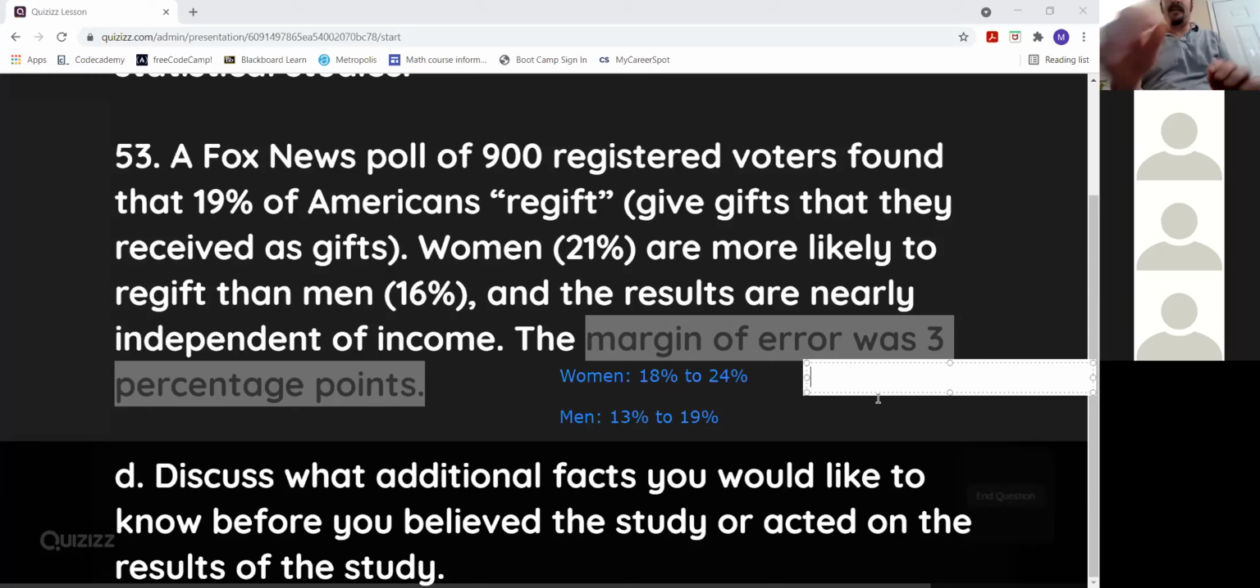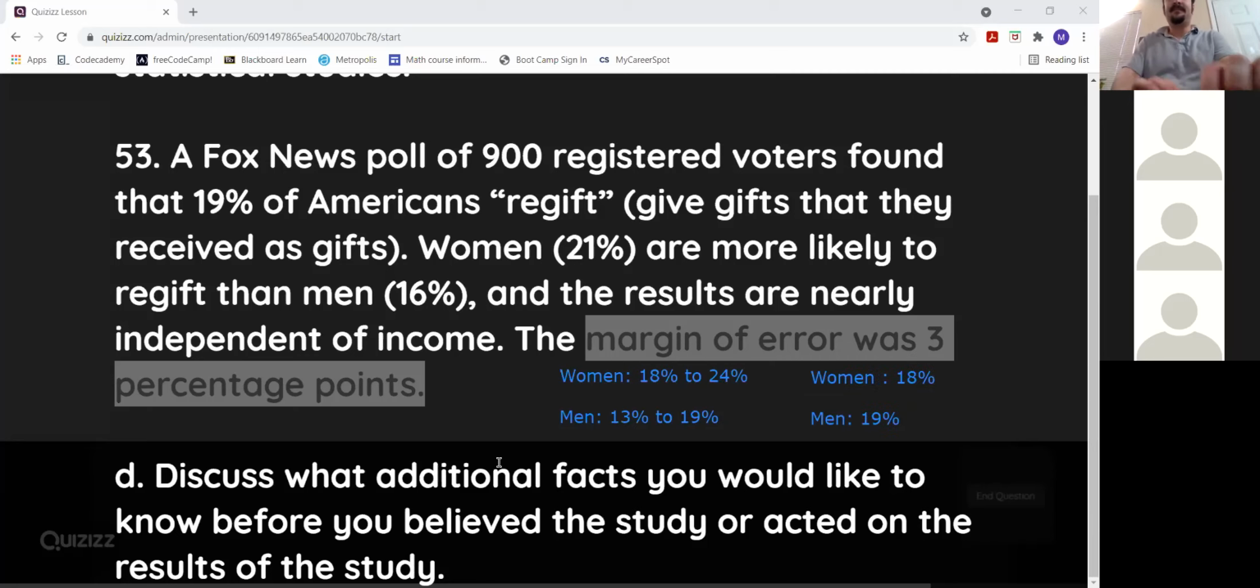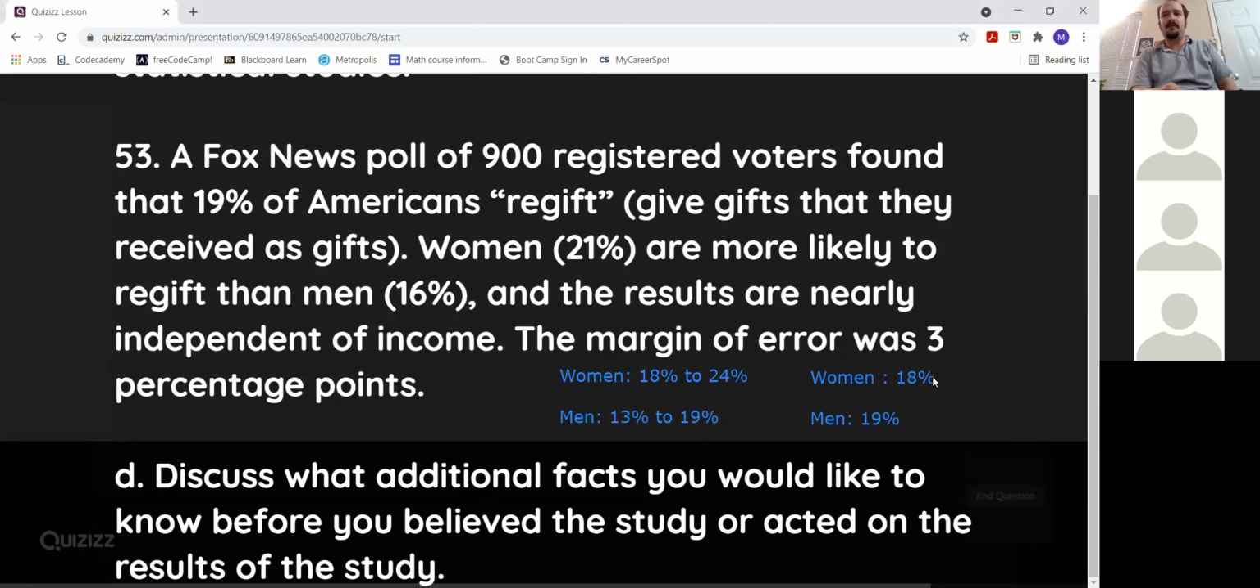Yes? Hmm? So is it possible that women regift only at 18%? Is that a possibility? Yes. Yeah, it's within our interval. So women could be regifting at 18%. Men could be regifting at what? 19%. So can we say that from these intervals and our margin of error being 3%? Can we say that women are regifting more than men? That is not a conclusion we can draw from this study. It is not supported by this study.